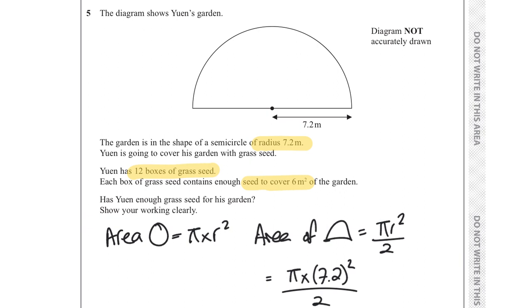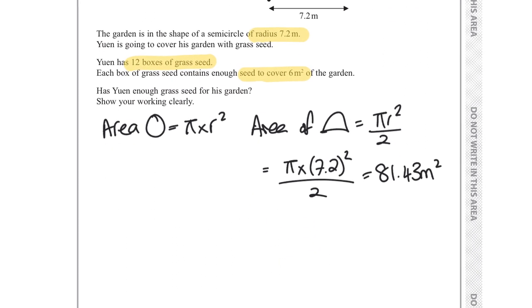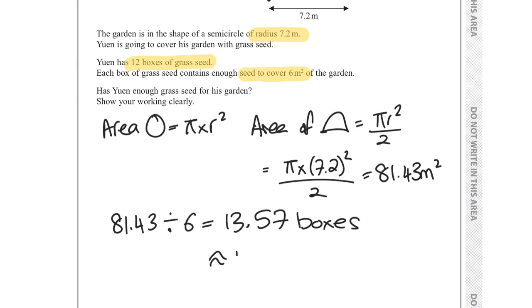To give us 81.43 meters squared. Now, he has 12 boxes of grass seed. Each box of grass seed contains enough seed to cover 6 meters squared. So we need to work out how much grass seed he needs. So we're going to divide this by 6. And that gives us 13.57 boxes. So we're going to round that up, and we're going to make that 14 boxes of grass seed.